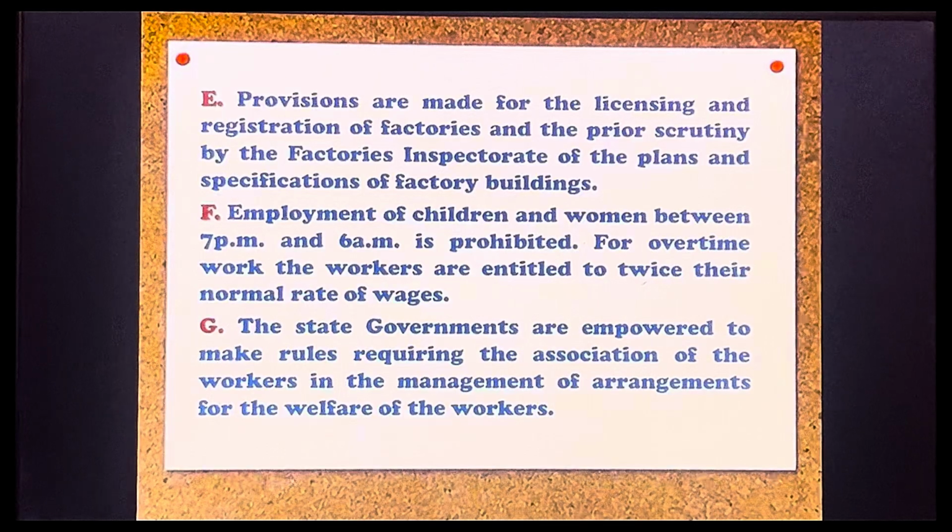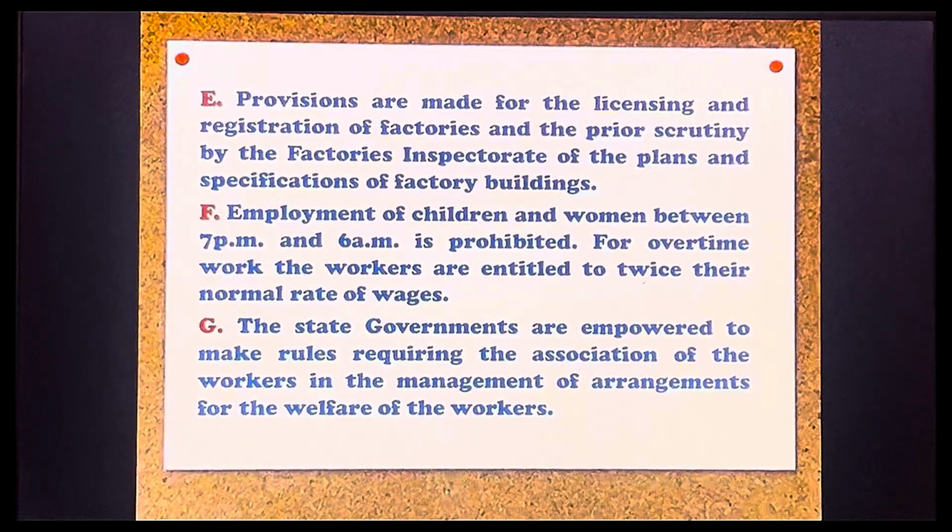In Factories Act 1948, provisions are made for the licensing and registration of factories. For this purpose, factory inspectors are appointed to oversee adherence to the Act. They can inspect premises, examine records and ensure compliance with safety norms. Next point, employment of children and women between 7 p.m. to 6 a.m. is prohibited in Factories Act 1948, and for overtime, workers will receive twice their normal rate of wages.